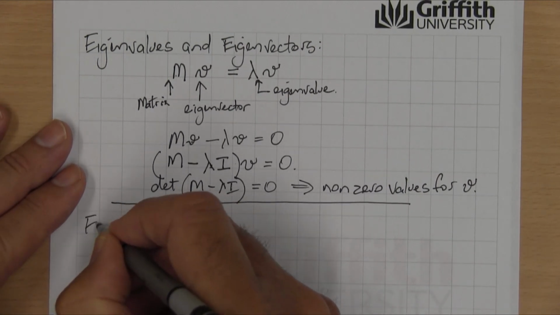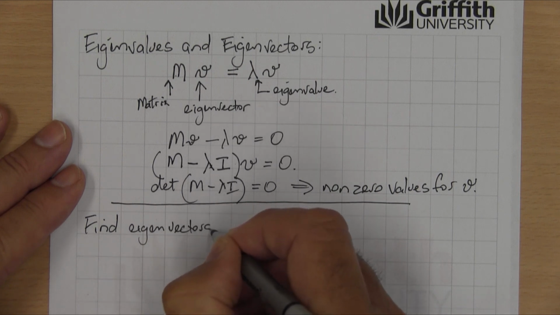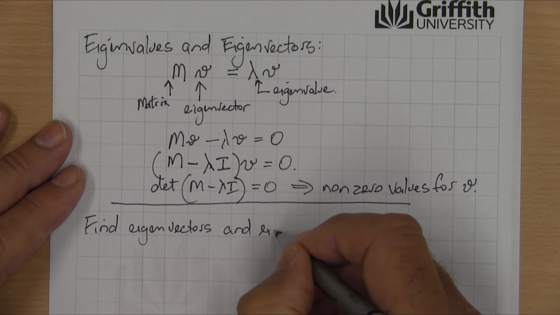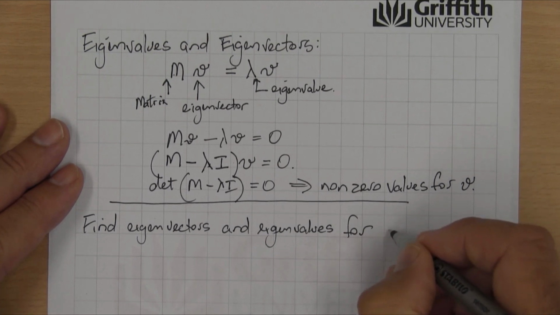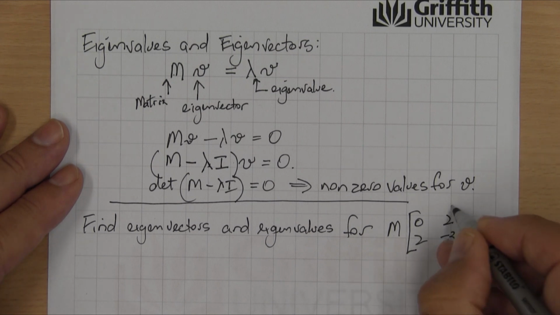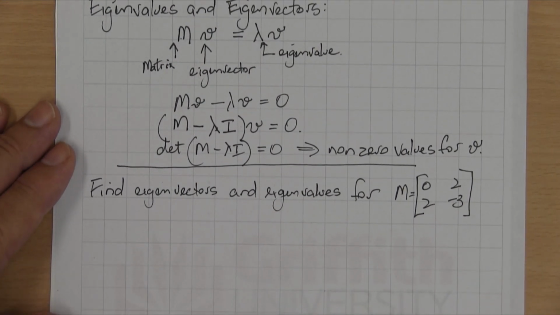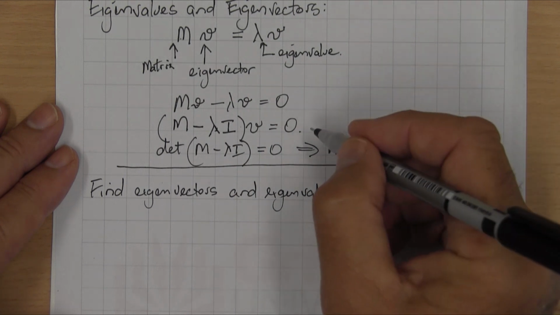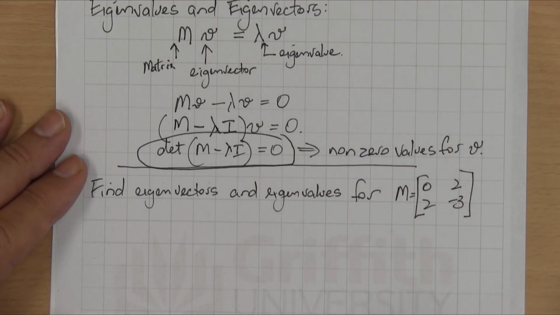So we're asked to find eigenvectors and eigenvalues for the matrix 0, 2, 2, negative 3. They may or may not exist, but we'll know when we try to solve them whether they do exist or not. So we use this here to solve for lambda first.